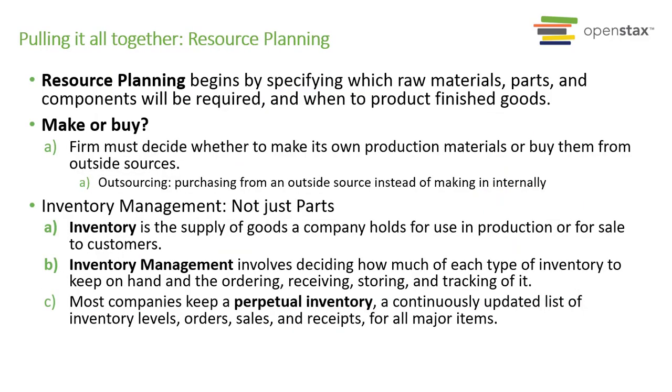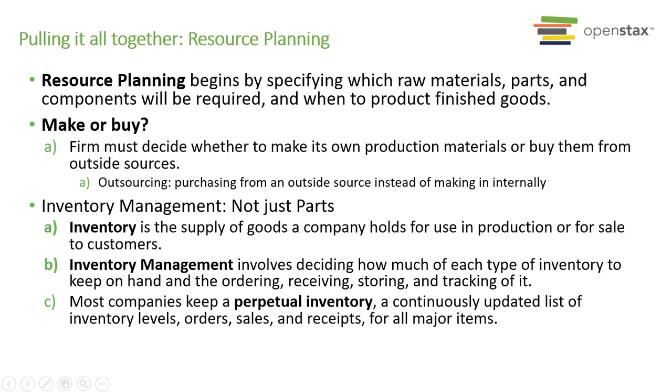All right, now let's group everything we've talked about together to talk about resource planning. It begins by specifying which raw materials and components will be required and when to produce the finished goods. So the make or buy decision is a big one. Again, sorry, I go back to the global business, but that's always a huge decision. Firms must decide whether to make their own production materials or buy them from outside sources. And so outsourcing is that, right? You purchase from an outside source instead of making them internally.